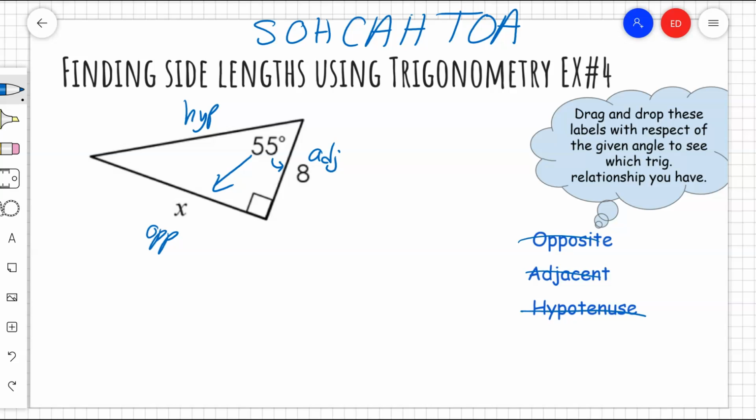All right, next step, I don't need the hypotenuse, so I know it's not going to be sine or cosine. In this case, this problem is going to end up being tangent, because we're left with opposite and adjacent. So with this problem, we're going to set up tangent 55 equals opposite, which is x divided by 8. Next step, multiply both sides by 8. We're just going to end up with 8 tangent 55.